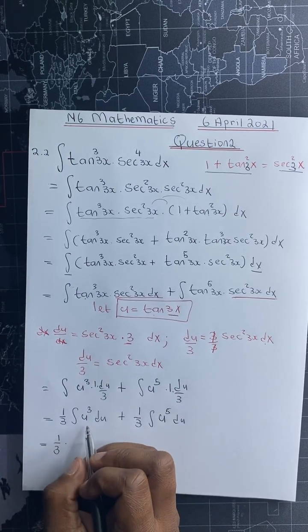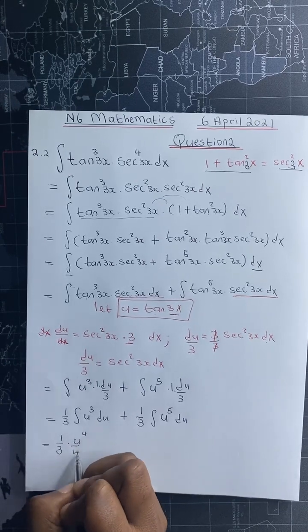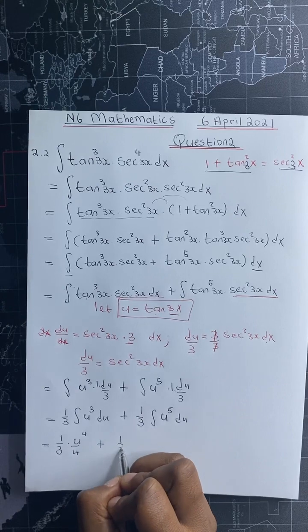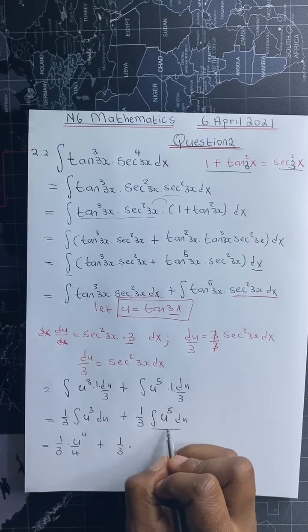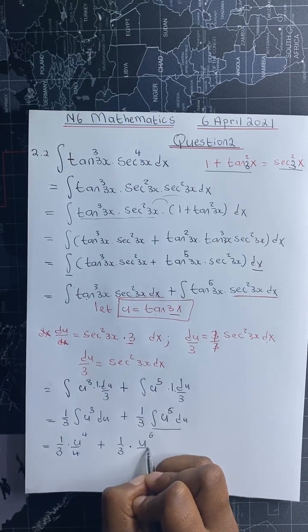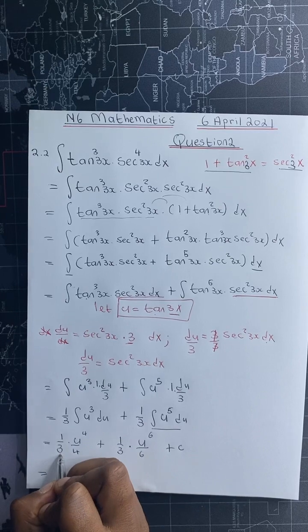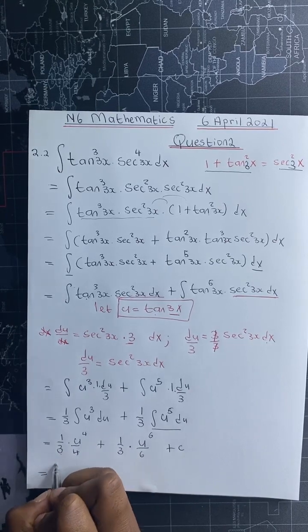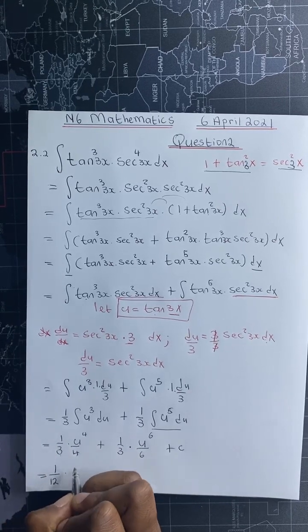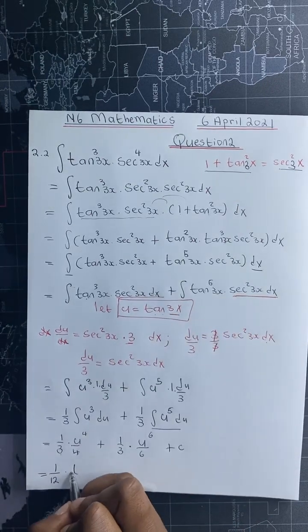So the integral of u to the power 3 is u to the power 4 over 4, plus 1 over 3 multiplied by the integral of u to the power 5, which is equal to u to the power 6 over 6, plus c. The denominator 3 multiplied by the denominator 4 is equal to 12, and in the place of u, let's substitute back tan 3x.